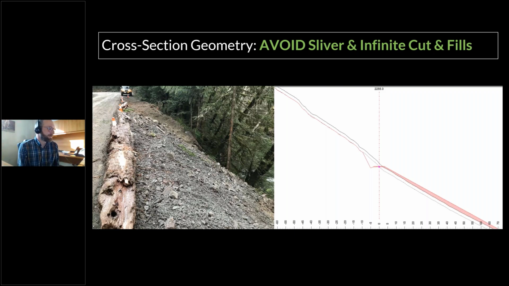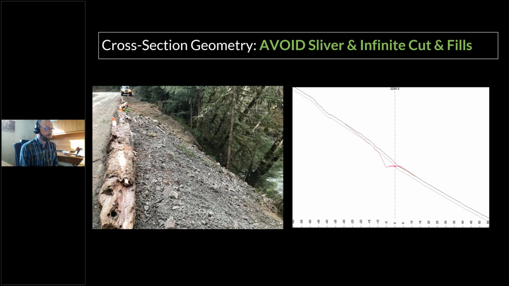Now, let's talk about our problem areas here. So right now, what we're seeing on the right is obviously not ideal. This is your infinite cut or fill slope, where if we cut at the assigned cut slope angle, it's basically going on forever. They're not constructible. Now, if we go with a less extreme example here, we've got these sliver cuts and fills.